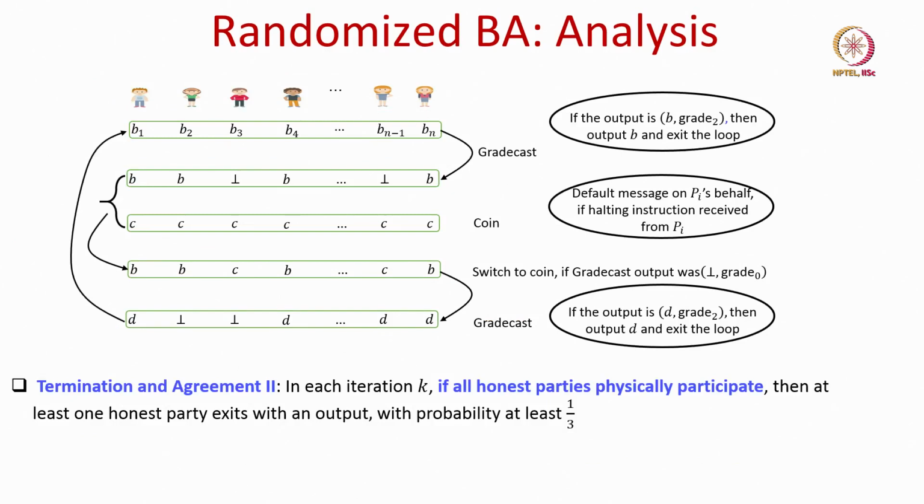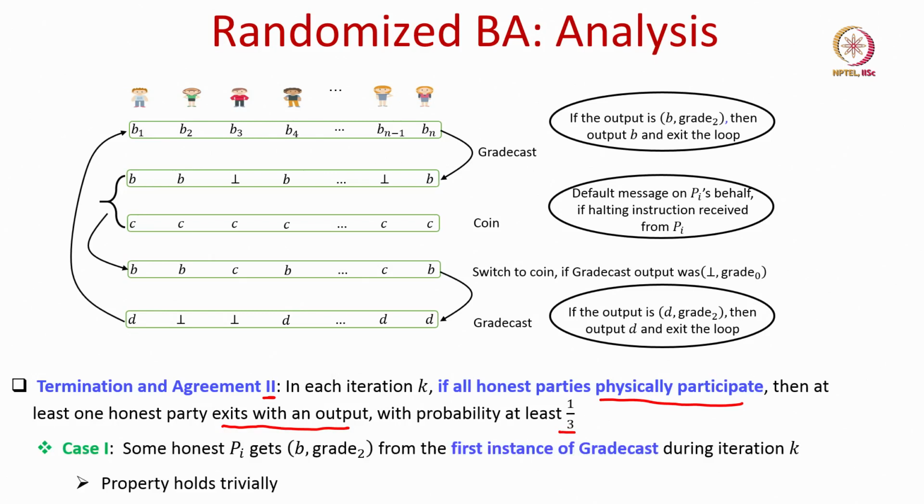Right. Now, let us prove the second helping lemma regarding termination and agreement. This property states that in each iteration, if all the honest parties physically participate, that means they have not yet terminated, then at least one honest party terminates and exits the loop with an output either 0 or 1 with probability at least 1 over 3.